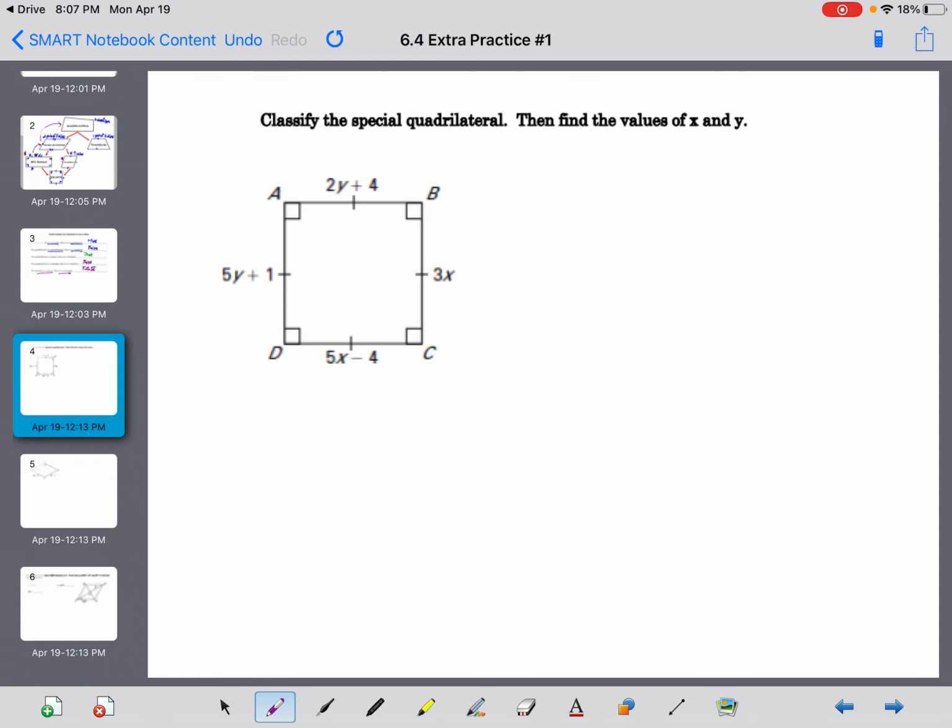Classify the special quadrilateral, then find the values of x and y. Well, we have 4 equal sides, and we have 4 90-degree angles. So we know that this is a square.